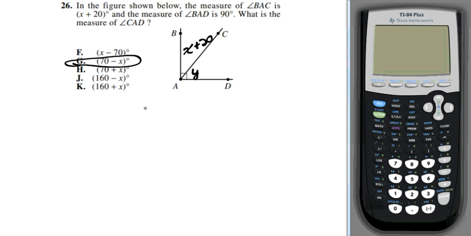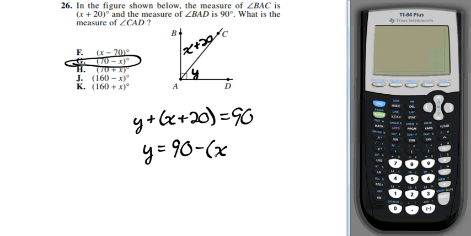Okay. But if you want to do this algebraically, we would say that y plus x plus 20 is equal to 90. And then we would solve for y. So I'd subtract x plus 20 from both sides, and I get y equals 90 minus (x plus 20). All right, and then you just combine like terms on this side to get 90 minus 20, which is 70, minus x.